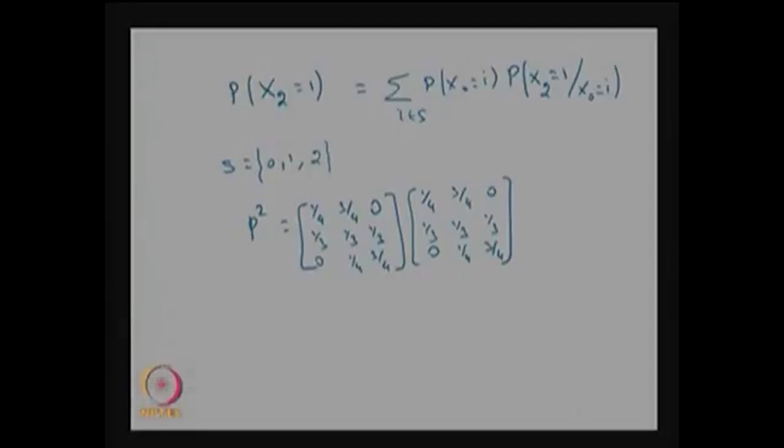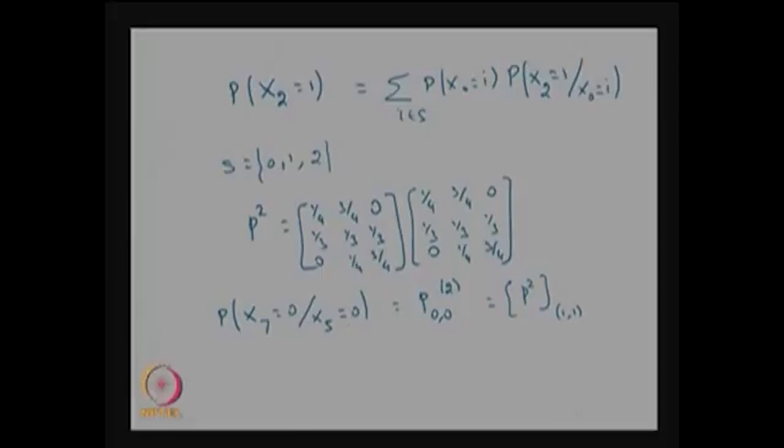Suppose our interest is to find the probability of X_7 equal to 0 given that X_5 was 0. This is the same as: given that the system was in the state 0 in the fifth step, what is the probability that the system will be in the state 0 in the seventh step? That is the same as the probability of going from 0 to 0 in 2 steps. That means you find P squared. From P squared, the 0, 0 element, that is the first row, first column element, is the probability of X_7 equal to 0 given that X_5 is equal to 0.